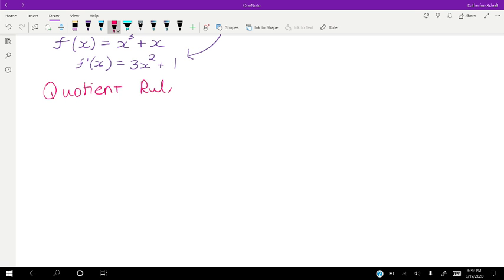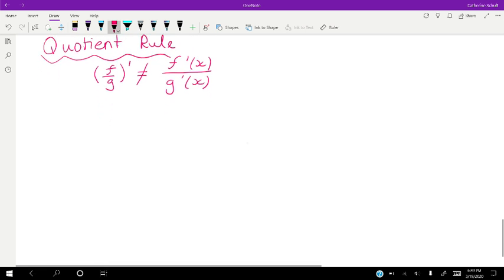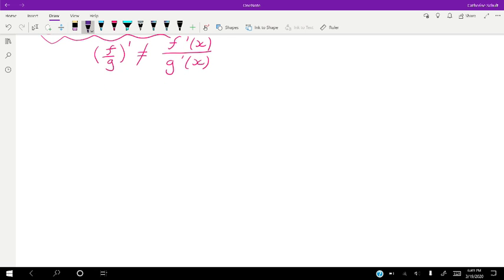Okay, and again, just like the product rule, don't be deceived. It would be lovely if we had a quotient and we were trying to take the derivative of it, and we just took the derivative of the top and divided it by the derivative of the bottom. That would be grand, but unfortunately, that's not the case. So it's a little bit more complicated than that. And rather than do another mini proof, I'm just going to state what that is.